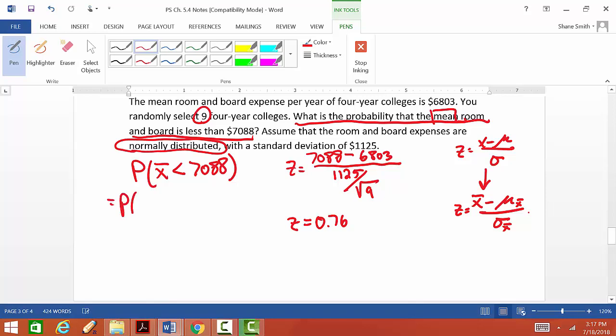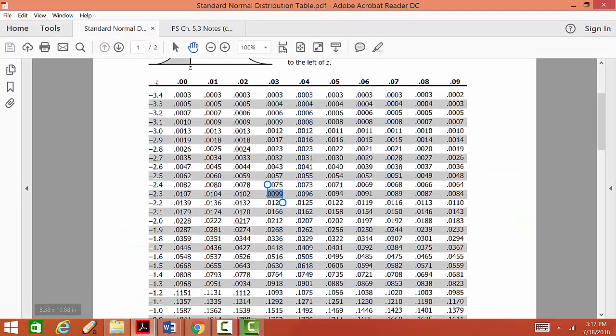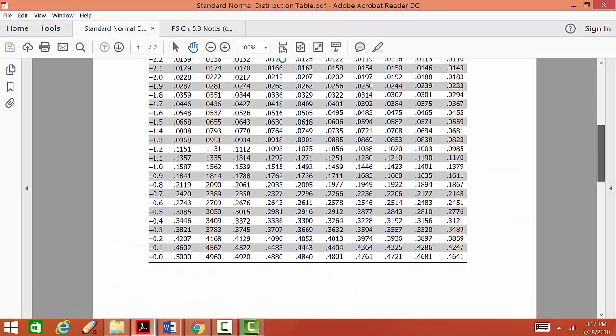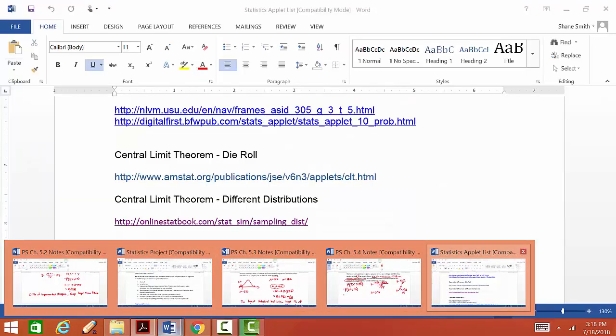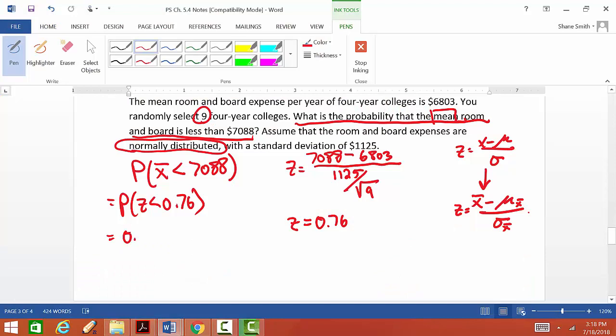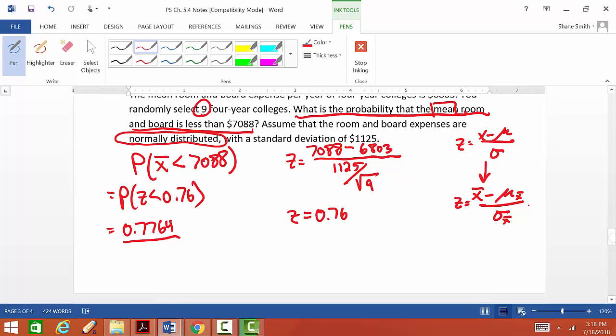So our probability that z is less than 0.76, we can go to our normal distribution table and look it up. The z-score of 0.76 is 0.7764. It's right here. And it's a less than, so we don't need to do anything. So that's the answer. 0.7764 is the probability.